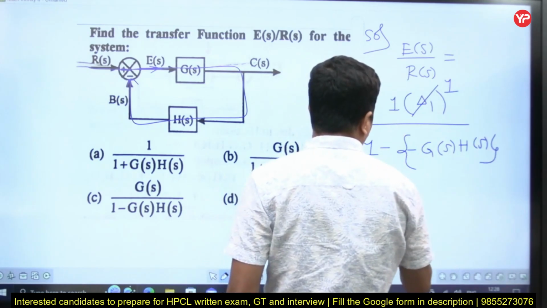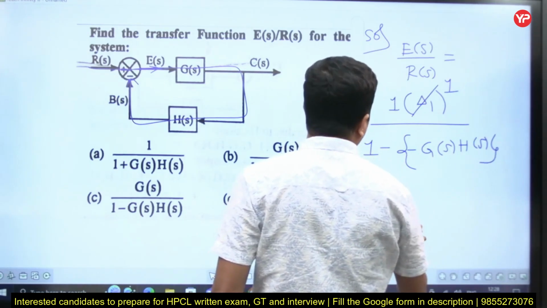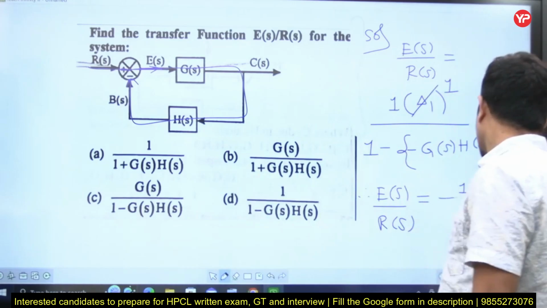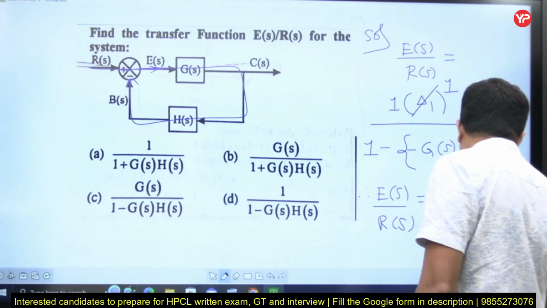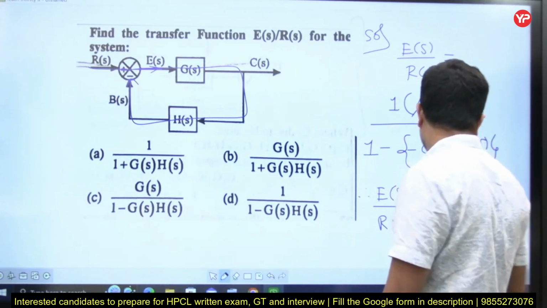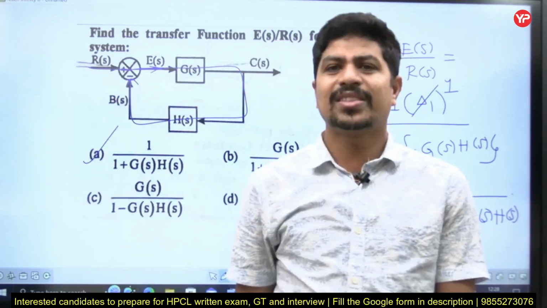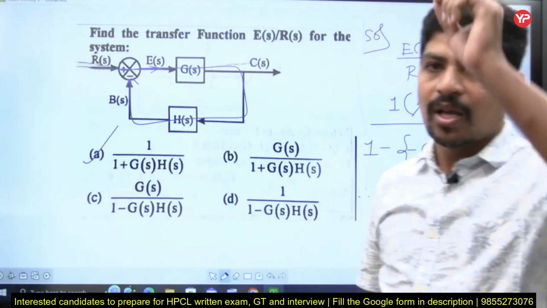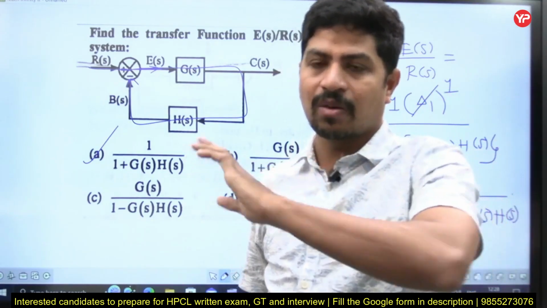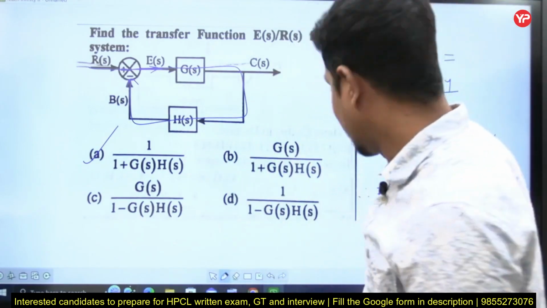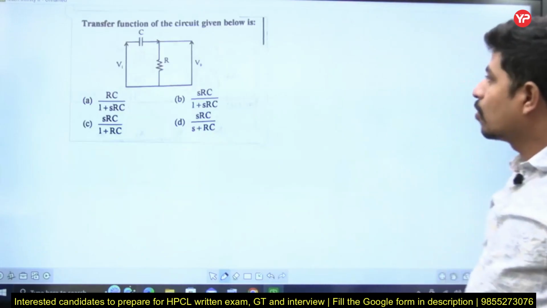Therefore E(s)/R(s) is equal to 1/(1 + G(s)H(s)). Choice A is the answer. It is just an application of Mason's gain formula. If you know how to apply Mason's gain formula, the job is done. Right? Let's go to the next question.